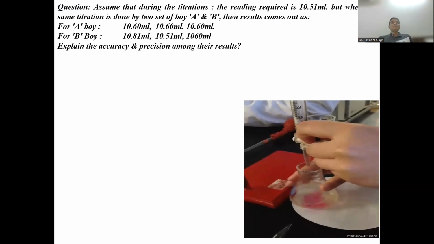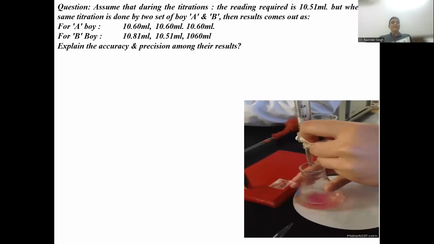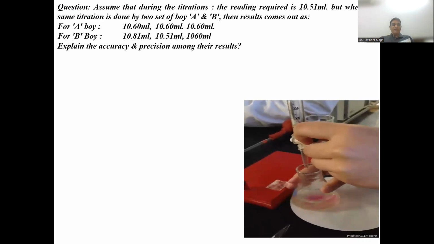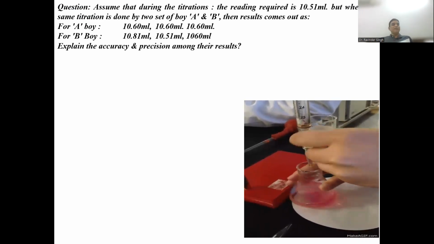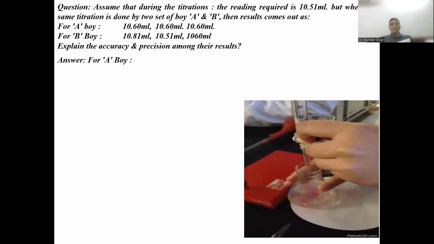Now the next question. In the next question, you can see the reading according to the teacher. But we have two types of students, boy A and boy B. So what can we say about the results in terms of accuracy and precision? Assume that during the titration, the result according to the teacher is given here, but when the same titration is done by these two students, the results come out like this.